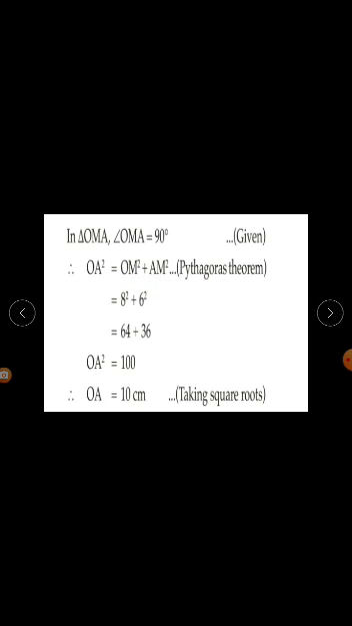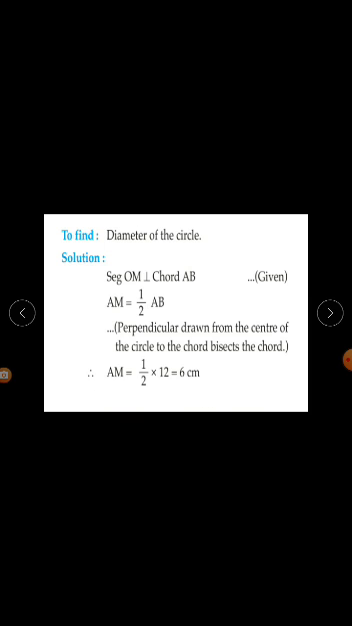But OM is 8 centimeters and AM is 6 centimeters. So, 8 square plus 6 square. Now, 8 square is 64 plus 6 square is 36. So, 64 plus 36 is 100. OA square equal to 100. Now, taking square root, therefore, OA is equal to 10 centimeter.